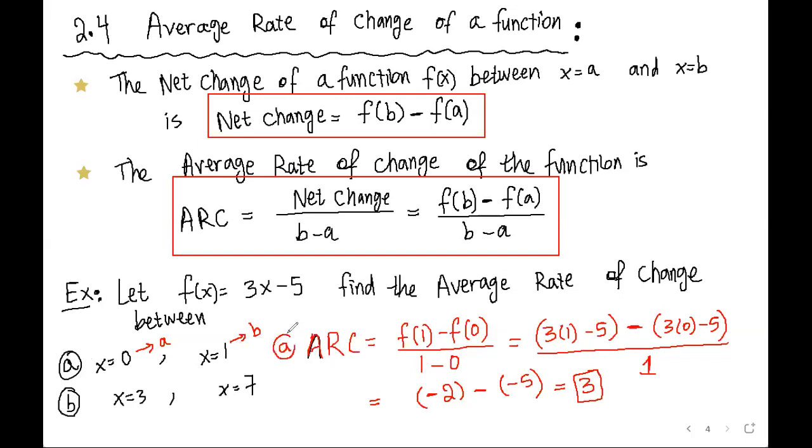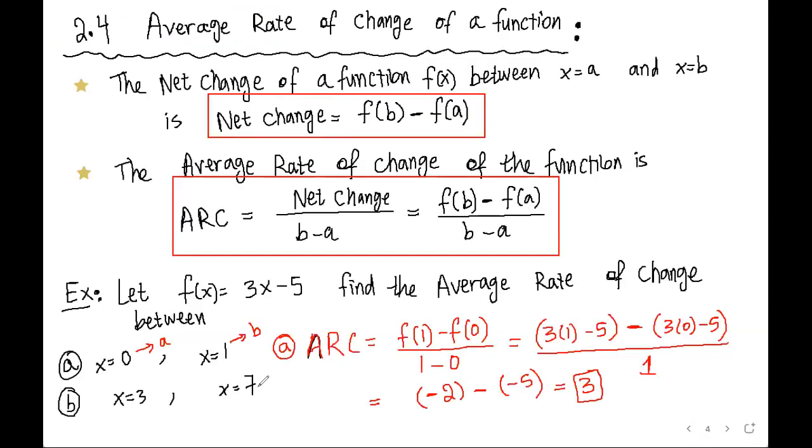This is A. Now for B, the average rate of change again is f of 7 minus f of 3 over 7 minus 3. Here again, this is B and this is A. You plug inside this formula: f of B is f of 7 minus f of A is f of 3, over 7 minus 3.